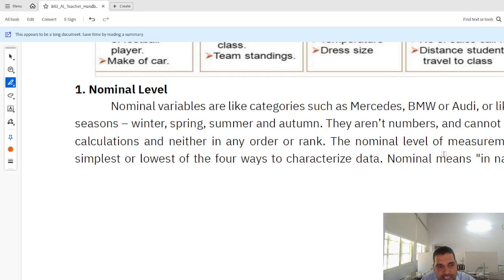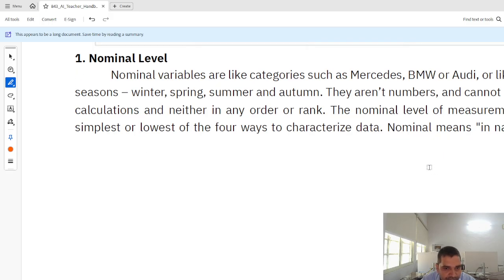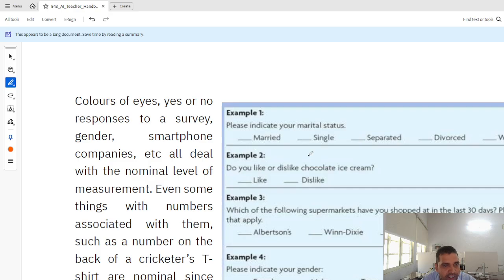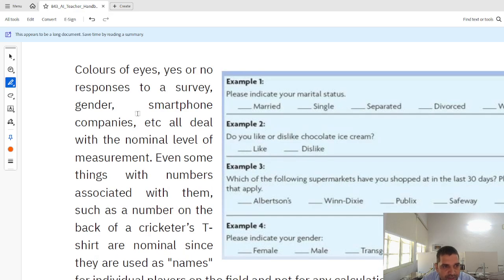So the nominal level of measurement is the simplest, or the lowest, of the four ways to categorize data. Nominal means in the name only. So we classify the data on the name basis. The color of eyes, yes or no responses to a survey, gender, smartphone companies all deal with the nominal level of measurement. Simply indicate your marital status, say married, single, separated, divorced, widow.